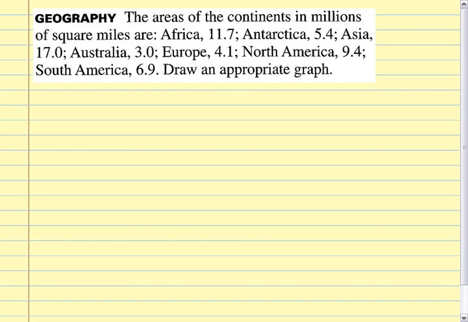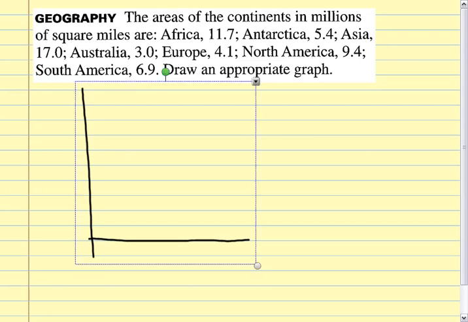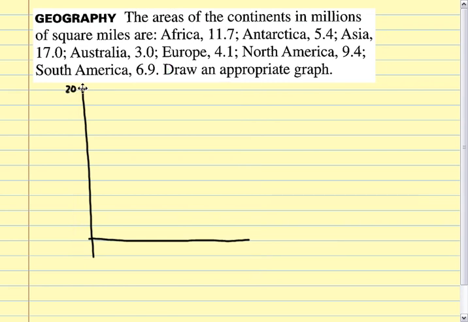Okay? So I'm going to draw the vertical axis and then the horizontal. All right, like that. The highest that I'm going to go up to is 17 for Asia. Is that right? Let's see, how many lines do I have here? 1, 2, 3, 4, 5, 6, 7, 8, 9, 10. Let's make this 20 up here. We'll count by twos. 2, 4, 6, 8, 10, 12, 14, 16, 18.